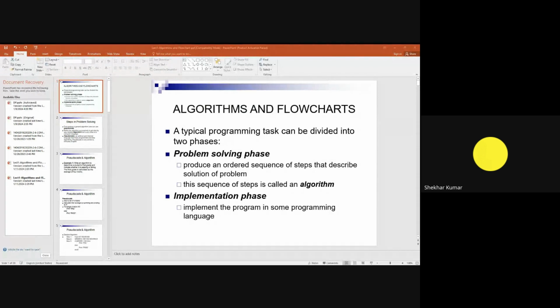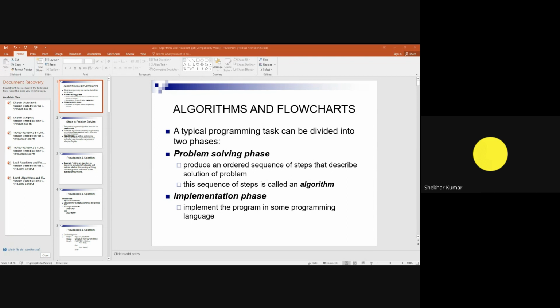So in the programming task, we have two phases. If there is a problem which is to be solved with the help of your computers, then this programming task, or making a program, is divided into two phases. The first phase is called your problem solving phase, and the second phase is called your implementation phase.